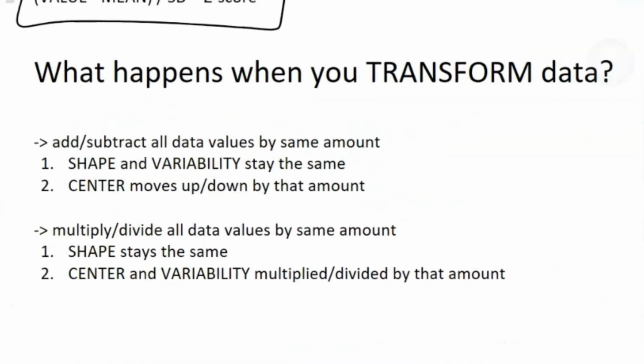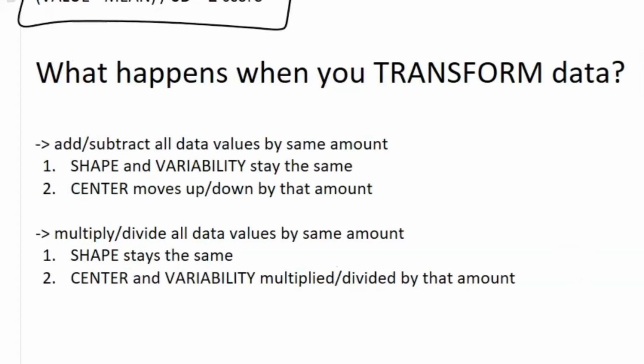All right, so now we're going to talk about what happens when you transform data. Okay, so let's say you have a data set. What if you added a certain constant, like you added 5 to every single value, or maybe if you multiplied every value by 20, right? What would happen to the shape, the variability, and also the center? Well, here is a summary of what would happen.